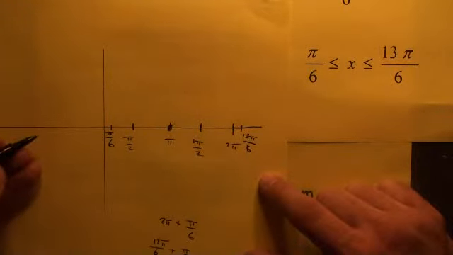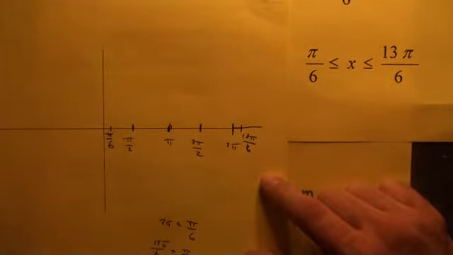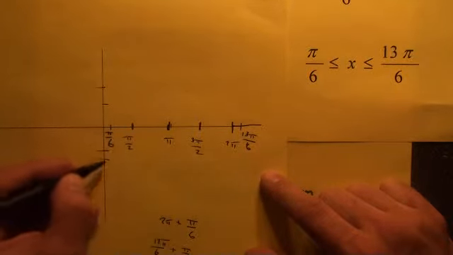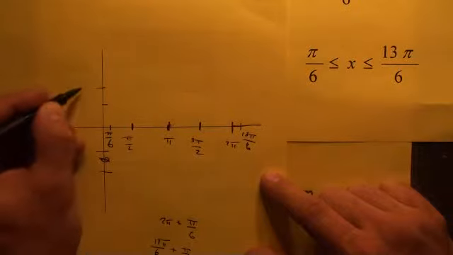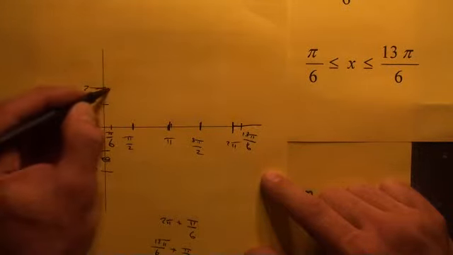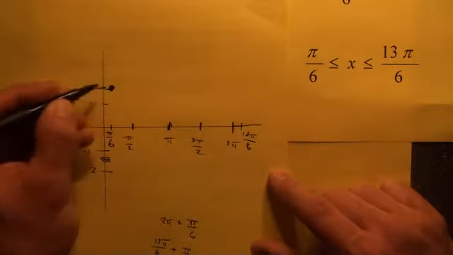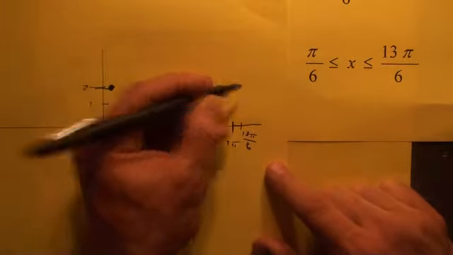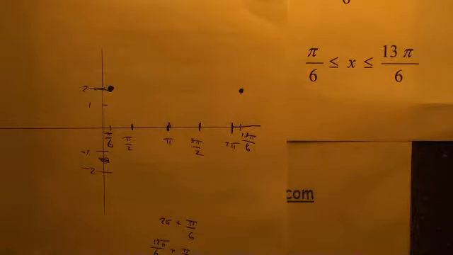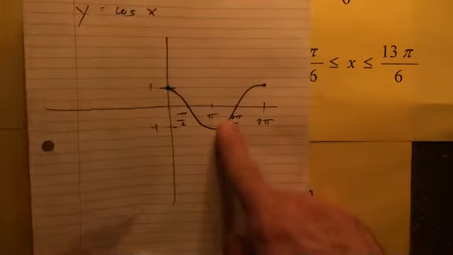And where are we going to start? It's going to start at not 1, but where? 2. There you go. 2, 1, -1, -2. We're going to start at pi over 6, comma 2. And we're going to end, because that's what the cosine shape is, at 13 pi over 6, comma 2. So make sure you know what cosine looks like.